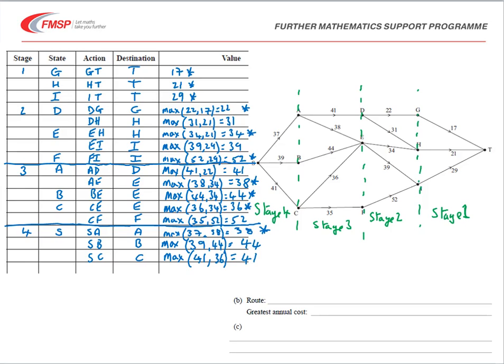We can find the route by tracing through our table, looking at the asterisks. It goes from S to A, and in stage 3 A goes to E, in stage 2 E goes to H, and then finally to T. And the greatest annual cost is our value of 38, but of course that is £38,000.